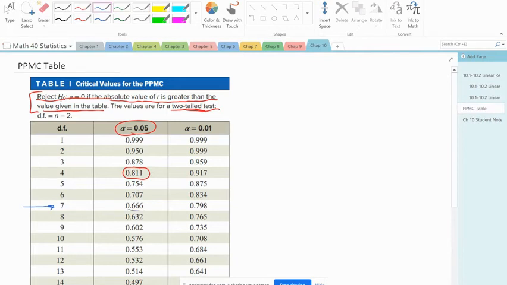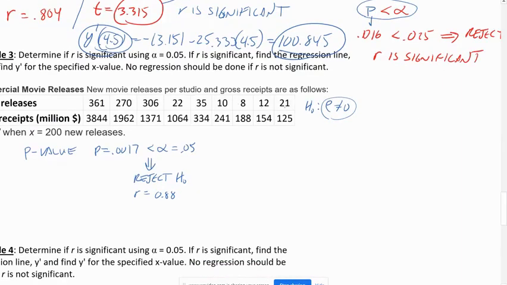And we're using 0.666. And so as long as R is bigger than 0.666, we're going to treat it as a linear function, or in other words, reject our null hypothesis. And so in this case, R is 0.88. That is bigger than 0.666. So that would be another way to come up with our conclusion here.